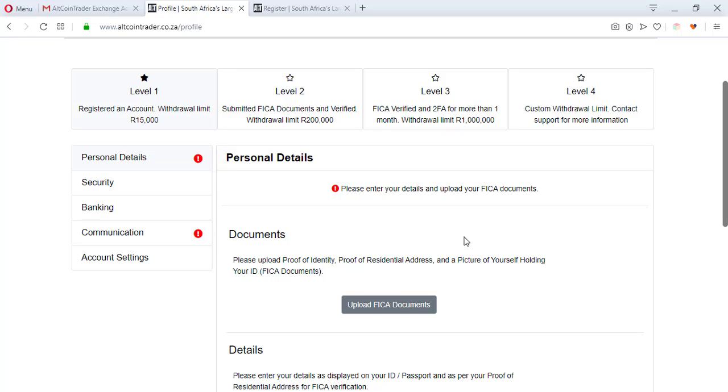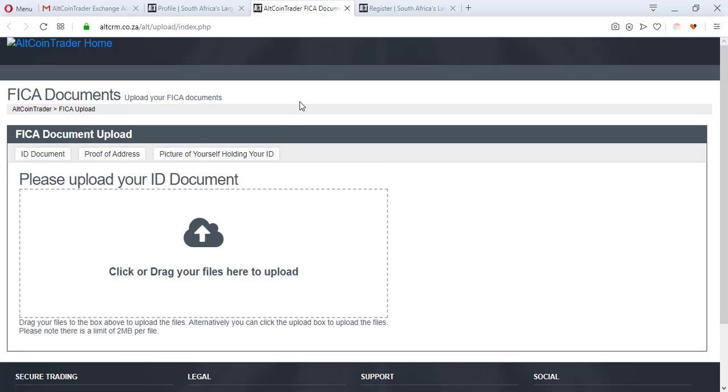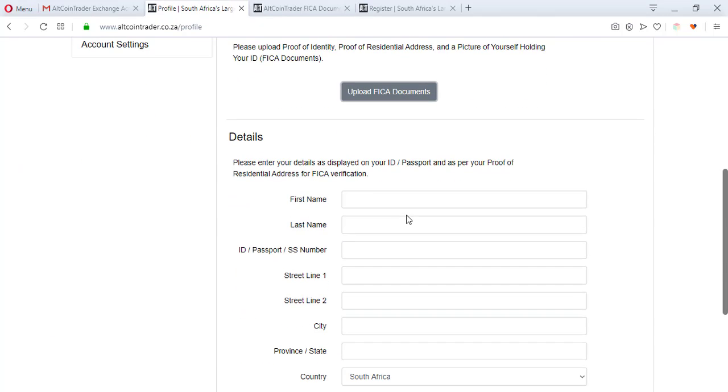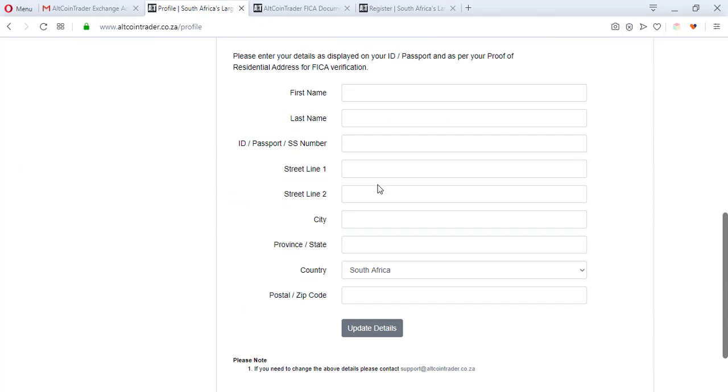So you go ahead and put your FICA documents here. Your FICA documents are your ID and your proof of residence and the picture of you holding the ID. Go ahead and upload those documents, right? You just click here, right? And then you can upload your documents as you are shown right there, right? Your details, put your first name, your last name, ID, passport number.